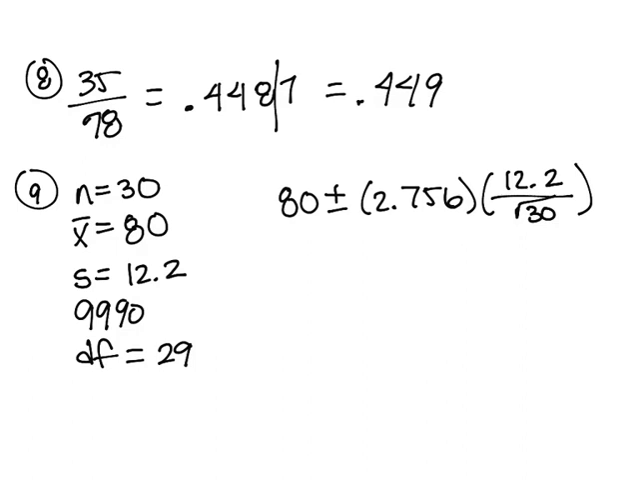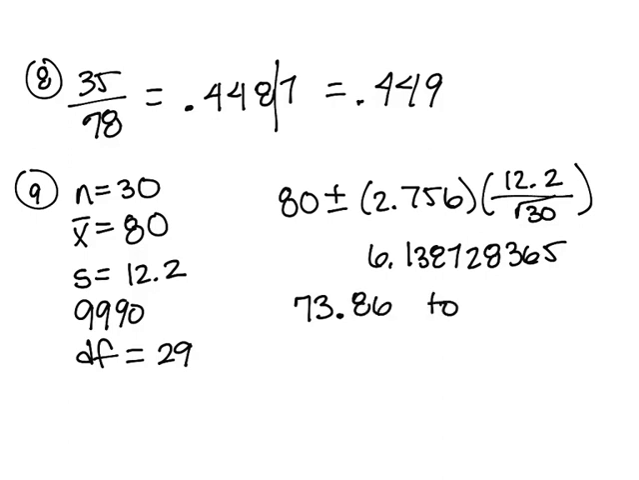I kind of already typed it in there. We got 6.138728365, something like that. Keep it all in the calculator. Hit subtract and then go up there and hit add. And you see that they're doing 2 decimal places. So when you hit subtract, you should round it to 73.86. And when you hit add, you should get 86.14.